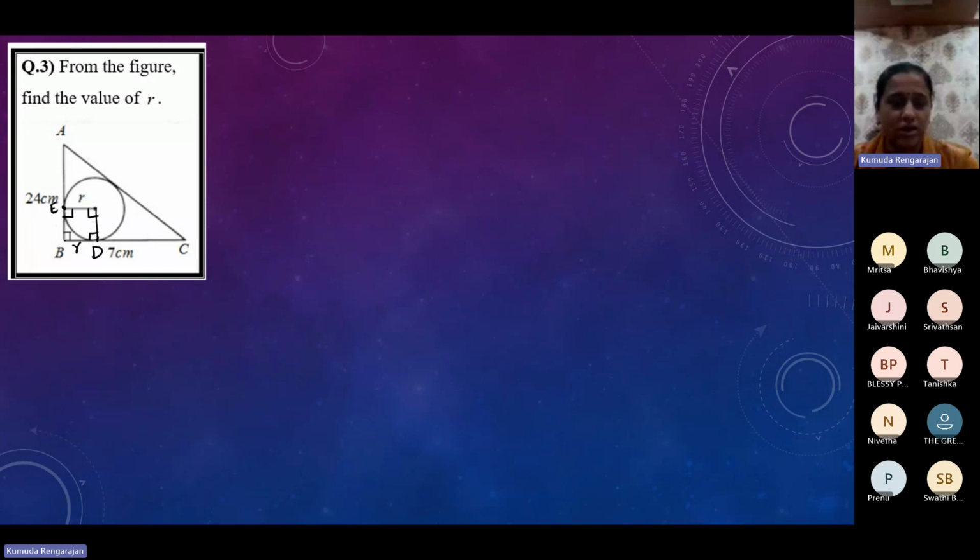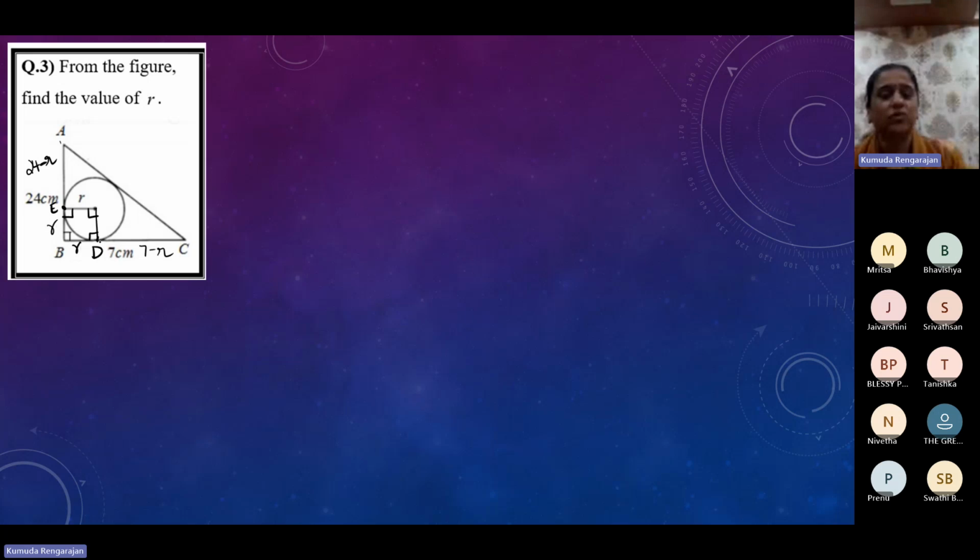All the sides are equal. It's a square, so each side is equal to R. So DC will be 7 minus R. BE is also R, because all sides are equal. It's a square, so R. So AE will be 24 minus R.